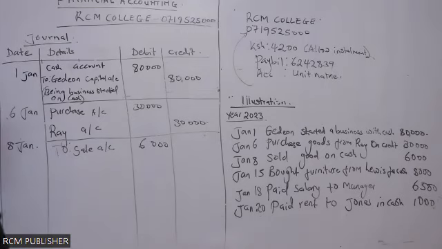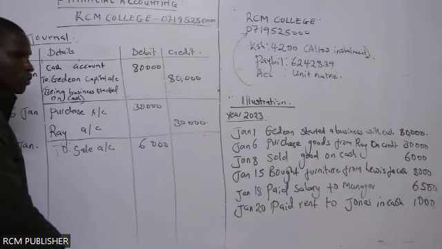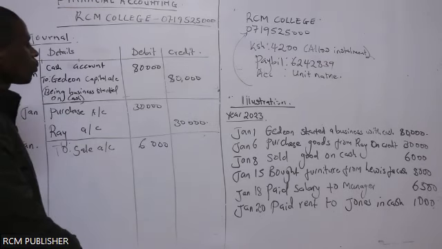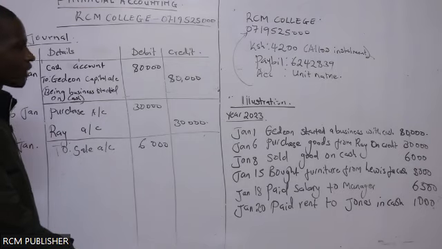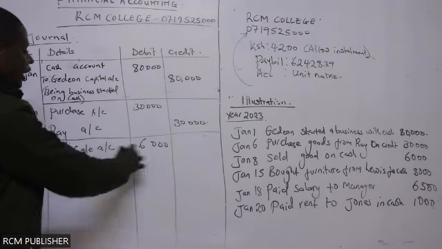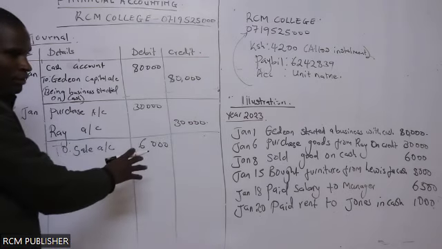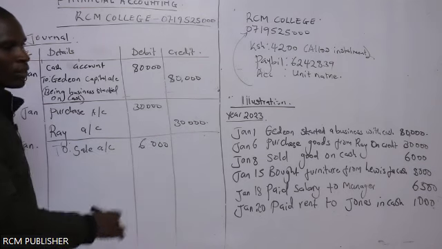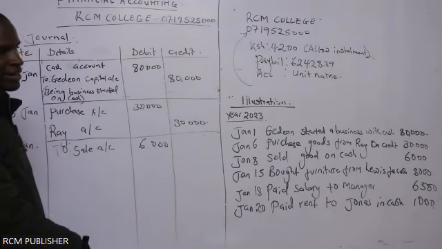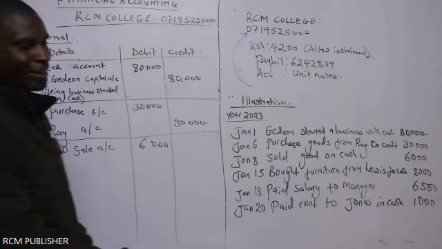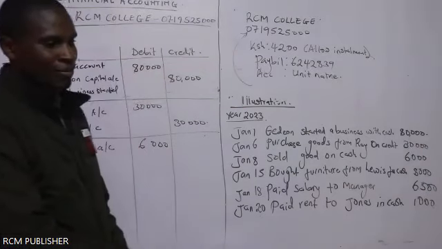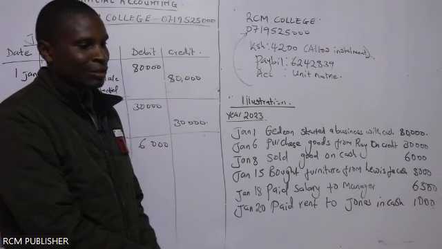Which account are we supposed to debit, to credit? Sorry, which account are we supposed to credit in that regard? We sold goods on cash. We are debiting sales account by 6,000. Which account are we supposed to credit? You people, I think I need to give you some few moments. You think about it.